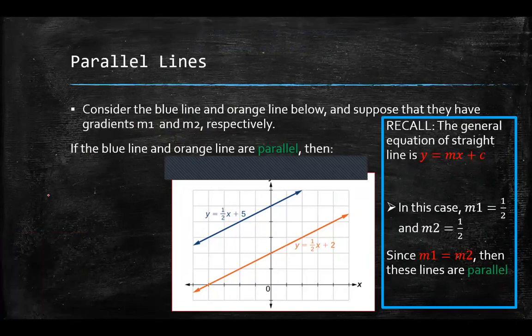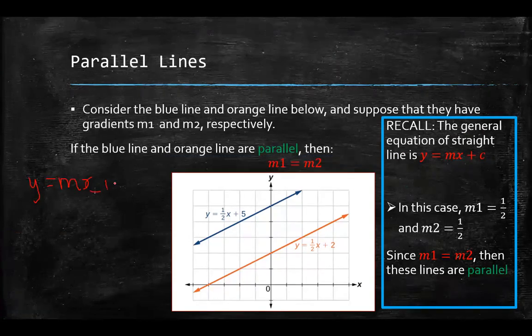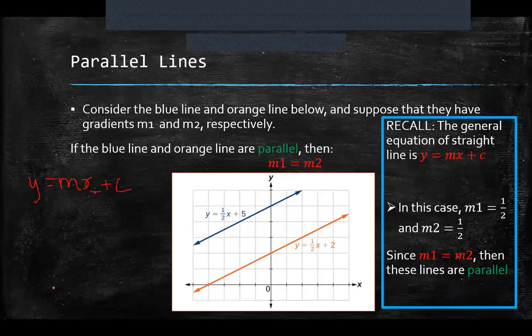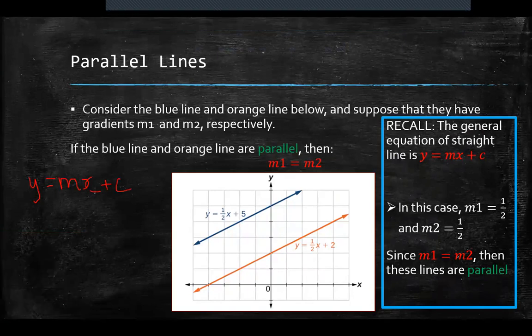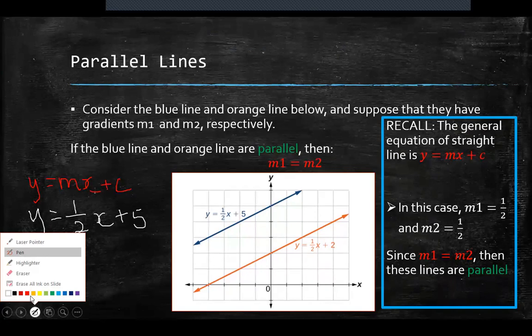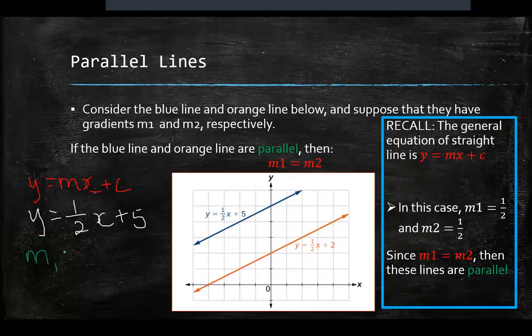Remember the general equation of a line: y is equal to mx plus c. Looking at the blue line, we could see that the equation is y is equal to half x plus 5. By looking at it, can anybody tell me what the gradient is? The gradient is m. So looking at that equation, can you tell me what the gradient is? A half.